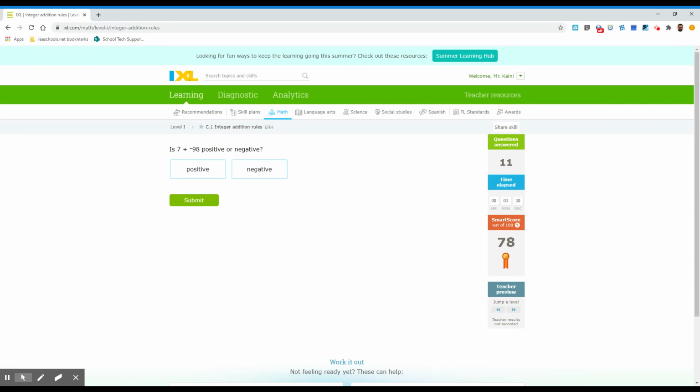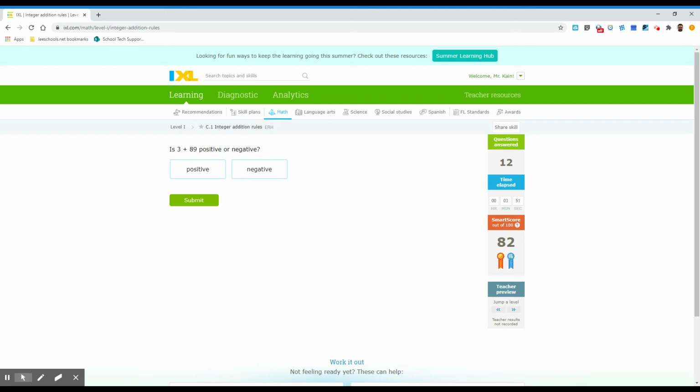We have positive. We have negative. Remember, double sign, if it's positive, negative, the negative wins. So we have a positive and a negative. So we look at the numbers. 98 is bigger than 7. Since 98 has a negative, it's going to stay negative. Okay, that's just the trick. There's what you can do. You can use a number line. You can do all kinds of stuff.